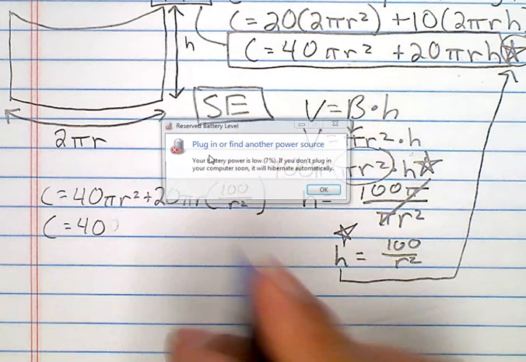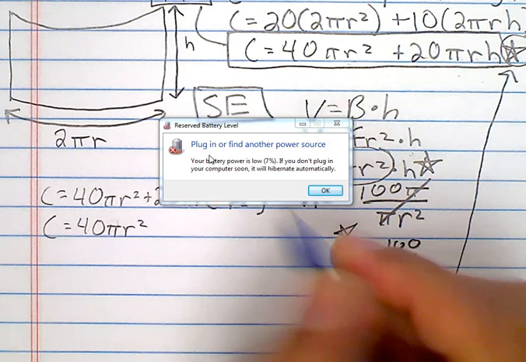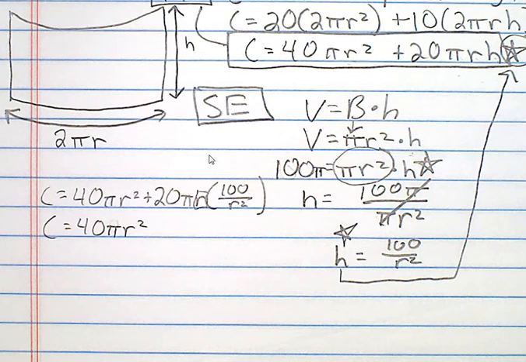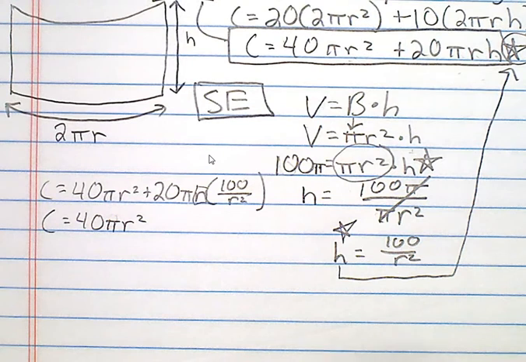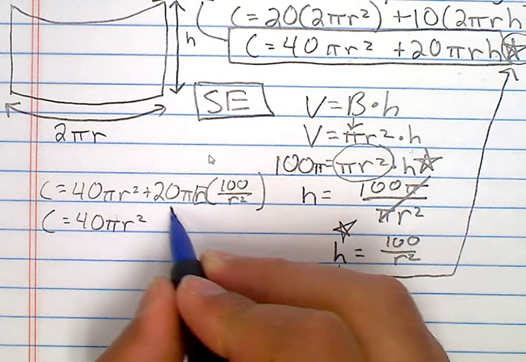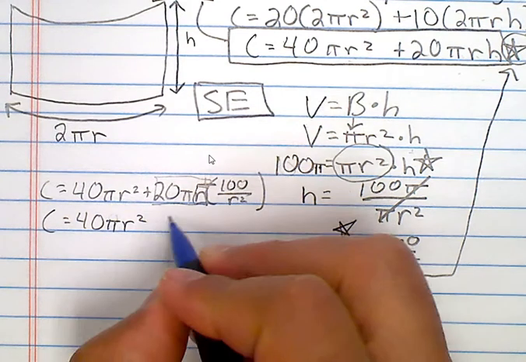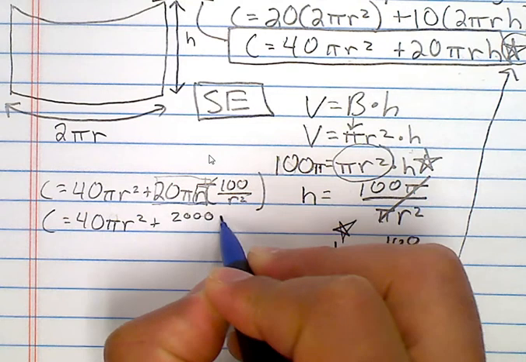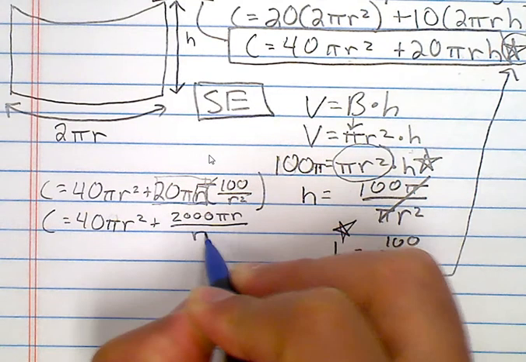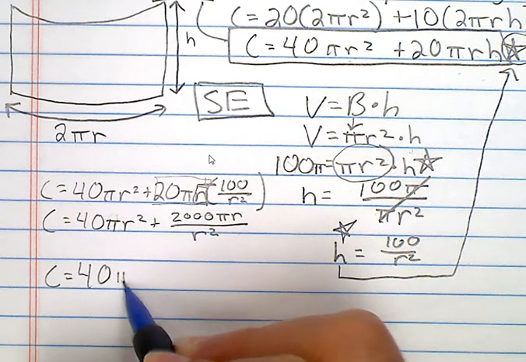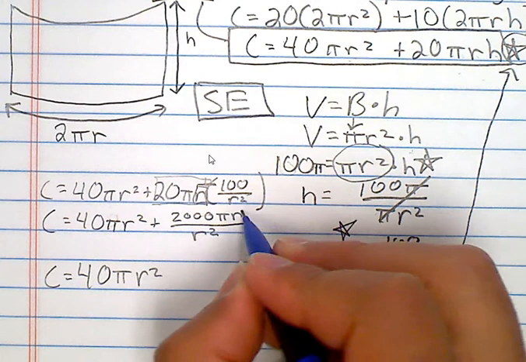No, you cannot. This has an r squared, this has an r. Oh no. I was like, either something's wrong with my computer or something morbid is about to happen. Alright, so 40 pi r squared plus 20 pi r, you can't combine those. What you can do is combine the 20 times 100, that's 2,000 pi r all over r squared, and what happens from here? Cancel out an r, and you end up with really 2,000 pi over r.